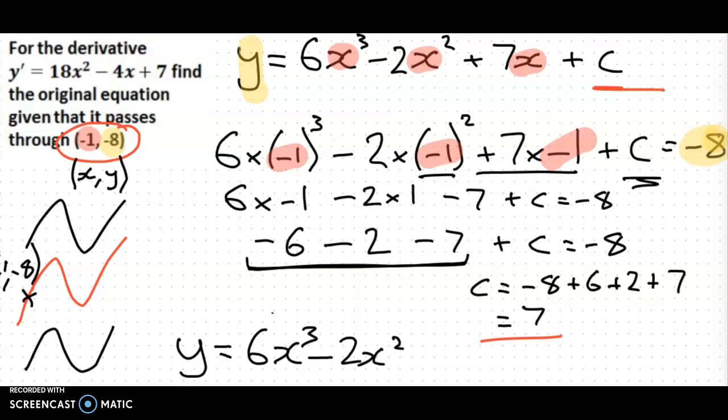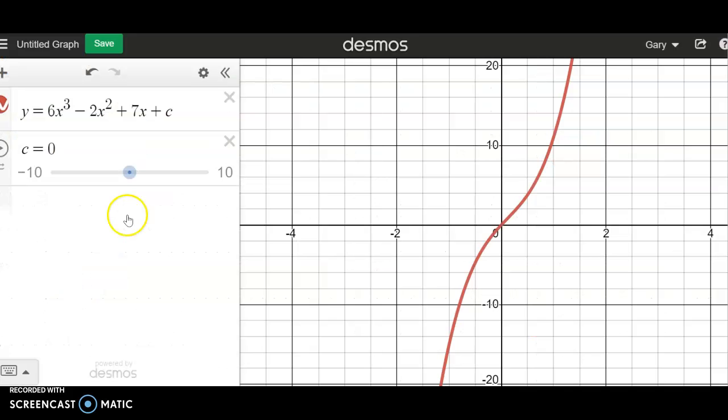Okay, plus 7x, and we're going to add the 7. Now it's positive 7 is what C is, so we write plus 7 there. And that's our final answer there. Just a reminder what we're looking at graphically. So this is what our graph looks like. It's actually one of the cubics that doesn't go up and down, it just keeps going up, but that's fine.